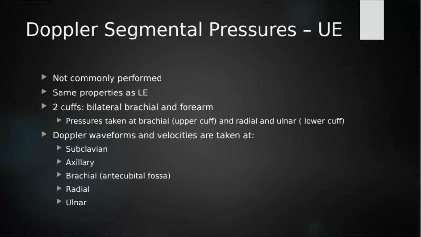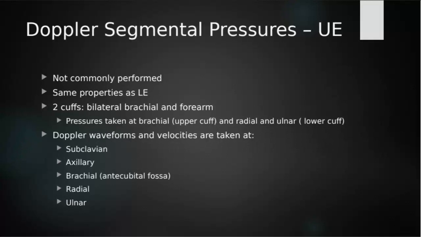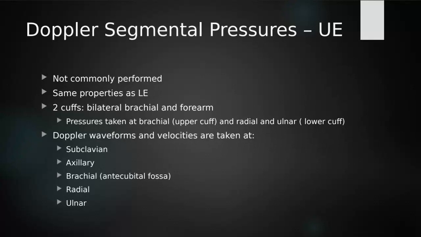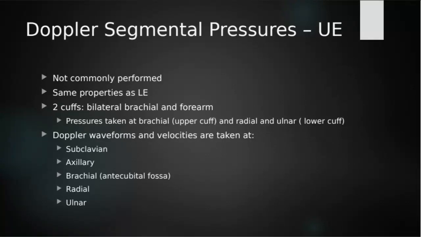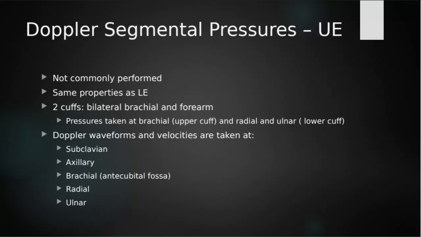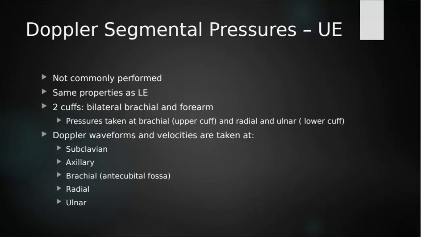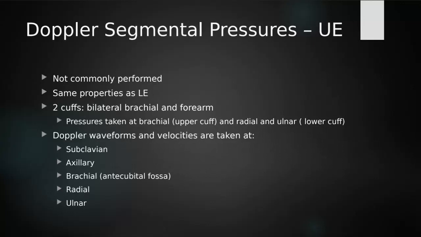You have your forearm cuff where you would inflate that and you would be Dopplering at the radial and the ulnar of the wrist. You then have your brachial cuff in your upper arm, where you would be Dopplering your brachial at the antecubital fossa. Subclavian and axillary, we can't compress that, so you're just taking your Doppler waveforms and your velocities of those vessels. They're not really going to respond if you compress the brachial cuff.